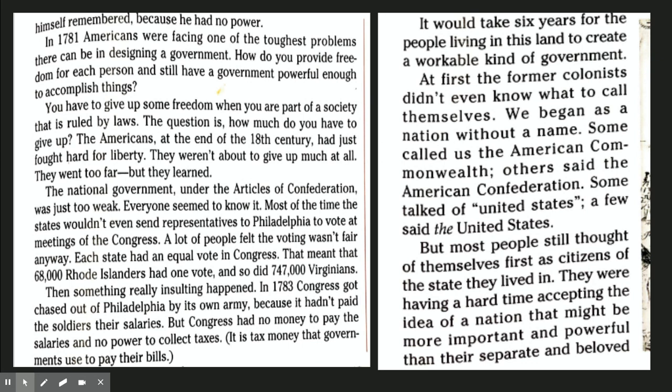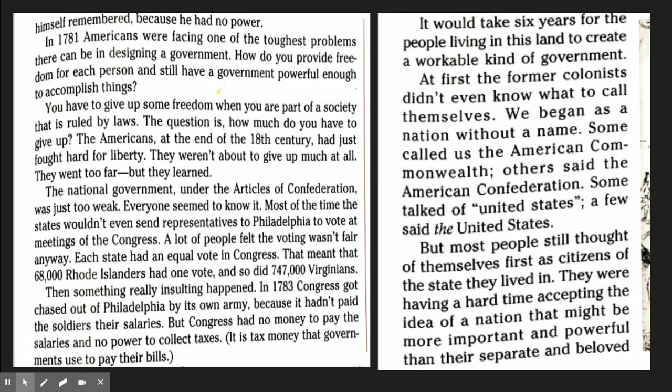You have to give up some freedom when you are part of a society that is ruled by laws. The question is, how much do you give up? The Americans at the end of the 18th century had just fought hard for liberty. They weren't about to give up much at all. They went too far, but they learned.